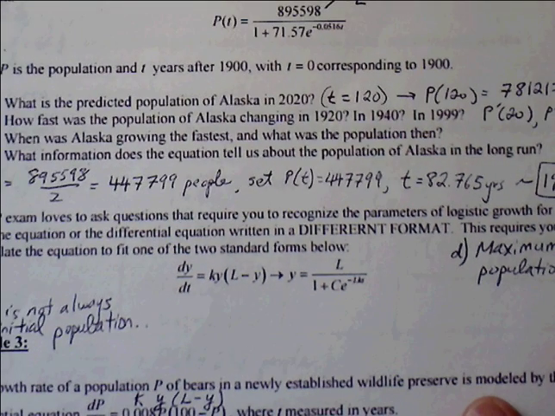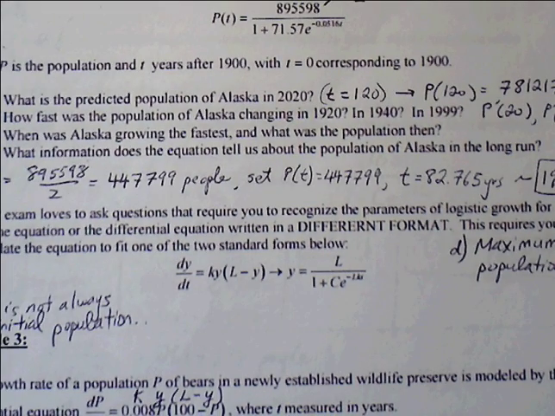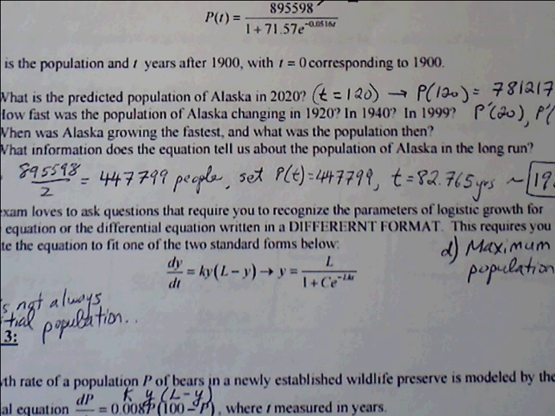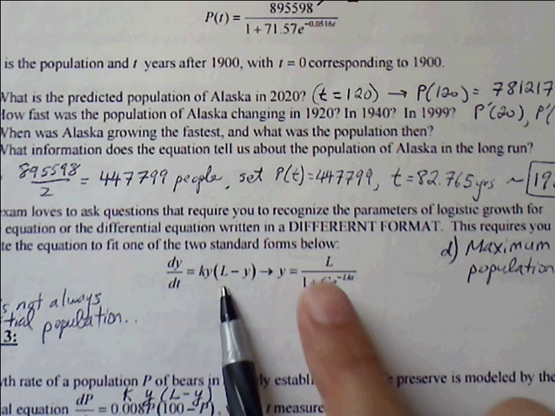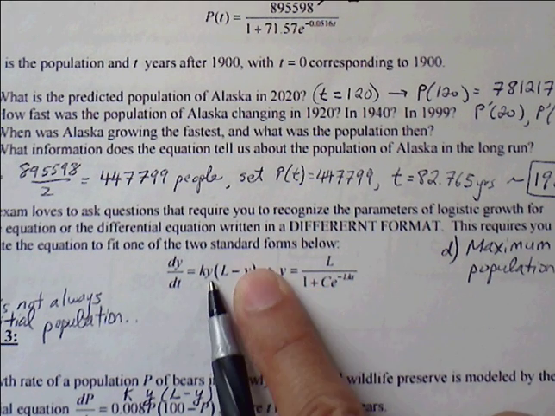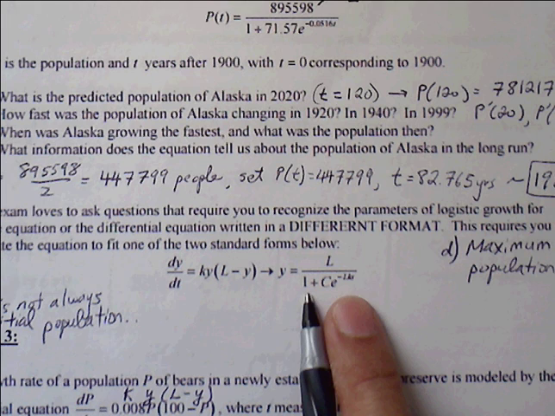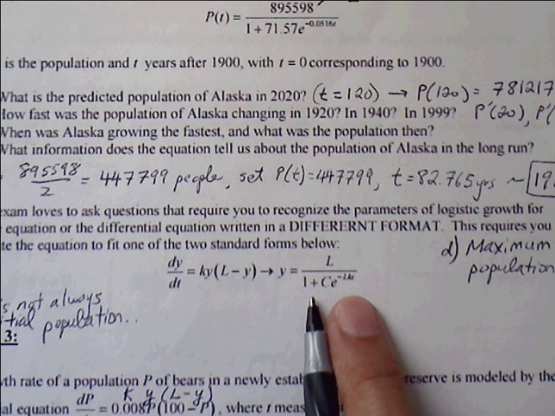AP exam loves to ask questions that require you to recognize the different parameters of logistic growth for either the equation or the differential equation. This requires us to manipulate the equation to fit one of the two standard forms below. So we need to be able to go back and forth between the differential equation and the actual population equation.